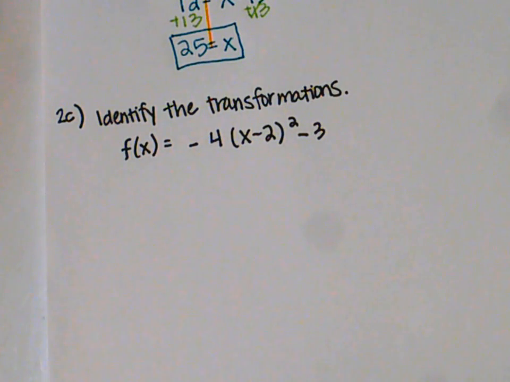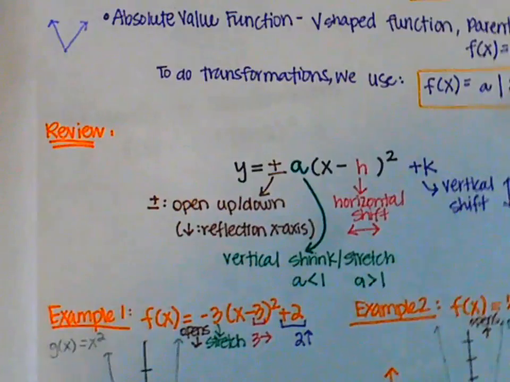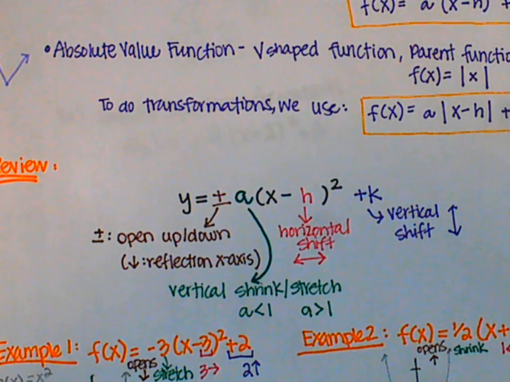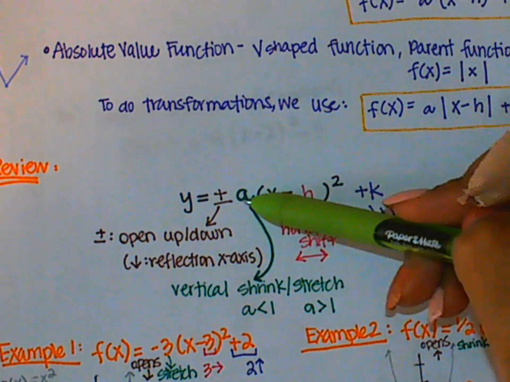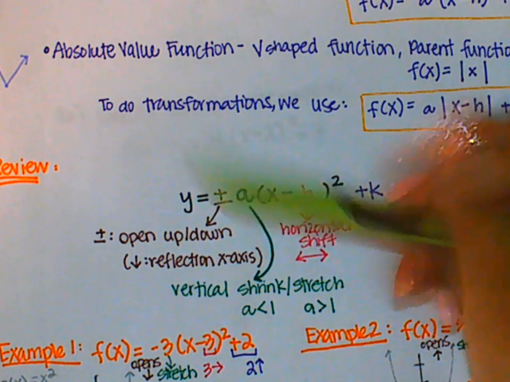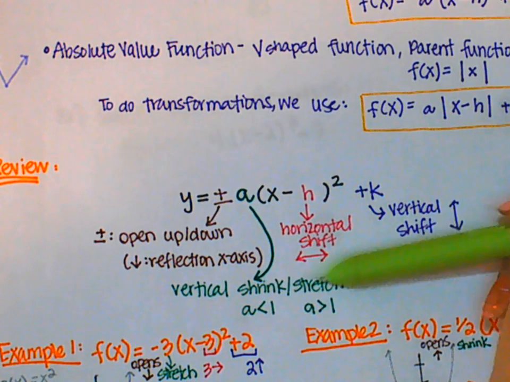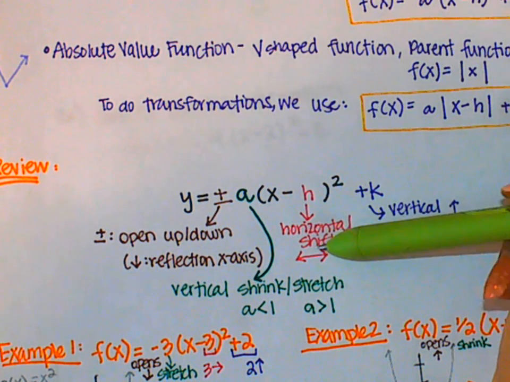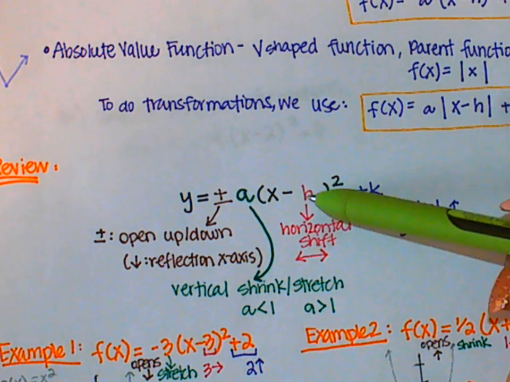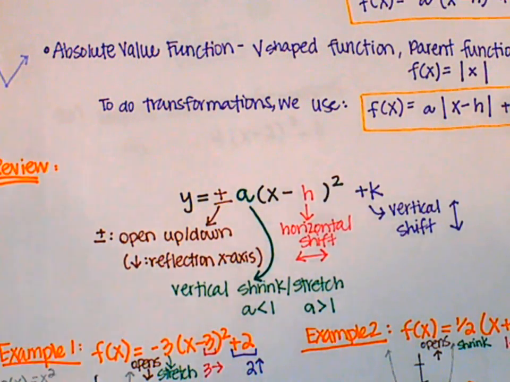Okay, our next problem is talking about transformations. So just to bring back what that is, we did a little bit of it, I think it was chapter 1, where we talked about how each letter represented a different transformation. So we have a plus or minus. This tells you whether it opens up or down. The A tells you whether it has a vertical shrink or stretch. The H will be your horizontal shift, but remember that this one is always the opposite. So here, if it's a positive 2, then we would go to the left, and if it was a negative 2, we would go to the right.